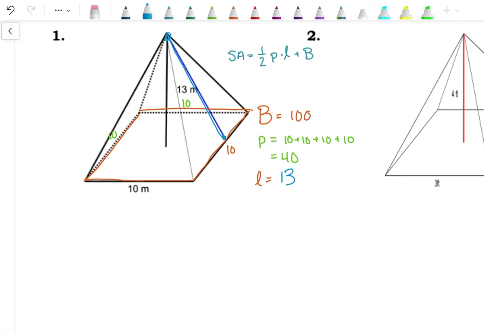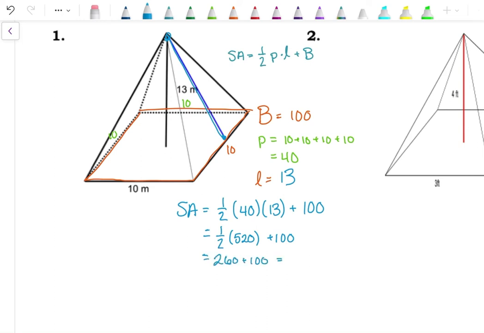So let's go ahead and label everything in our formula. My surface area is 1/2 my perimeter, 40, times my slant height, 13, plus the area of my base, 100. So we put that in our calculator, 40 times 13, which is 520, half of which is 260, plus 100, which is going to be 360 meters squared for my surface area.